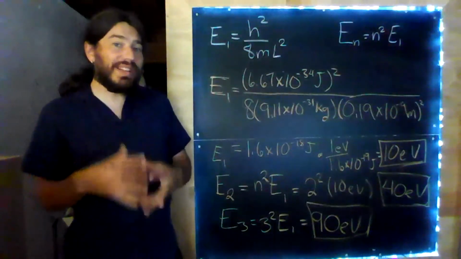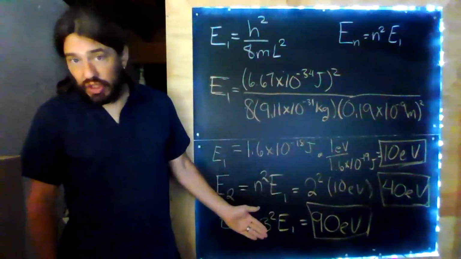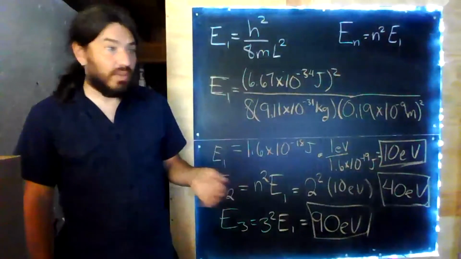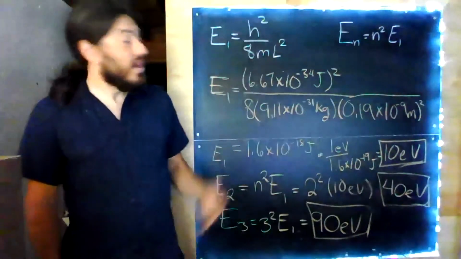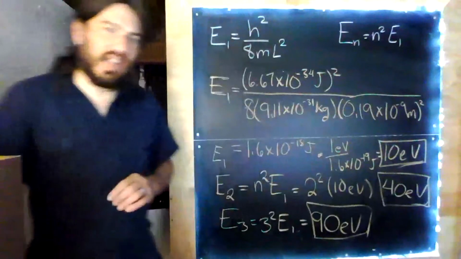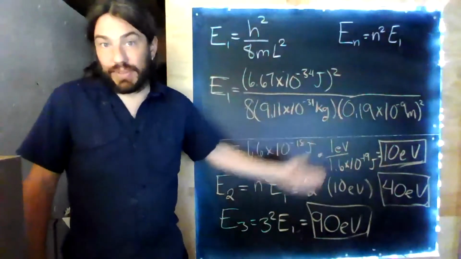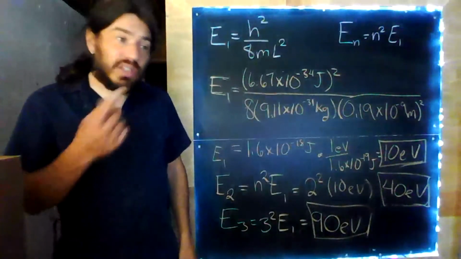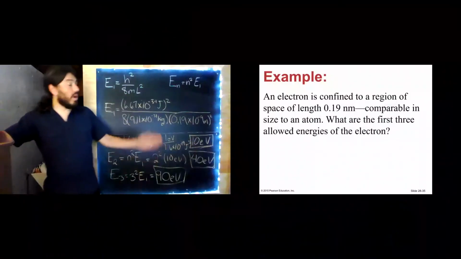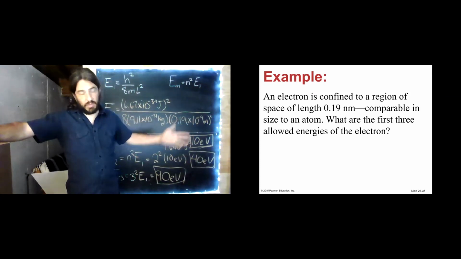And to be clear, those are the only allowed energies that this particle can have. Now, it could have higher energies. n equals 4 would be 160 eV, n equals 5 would be 250 eV, and so on, right? So it could have higher energies, but you could never, ever find this electron with an energy of, say, 15 electron volts. It just can't happen. This is what we mean by the energy is quantized. One other thing to point out is that 0.19 nanometers, that's about the size of an atom, right?